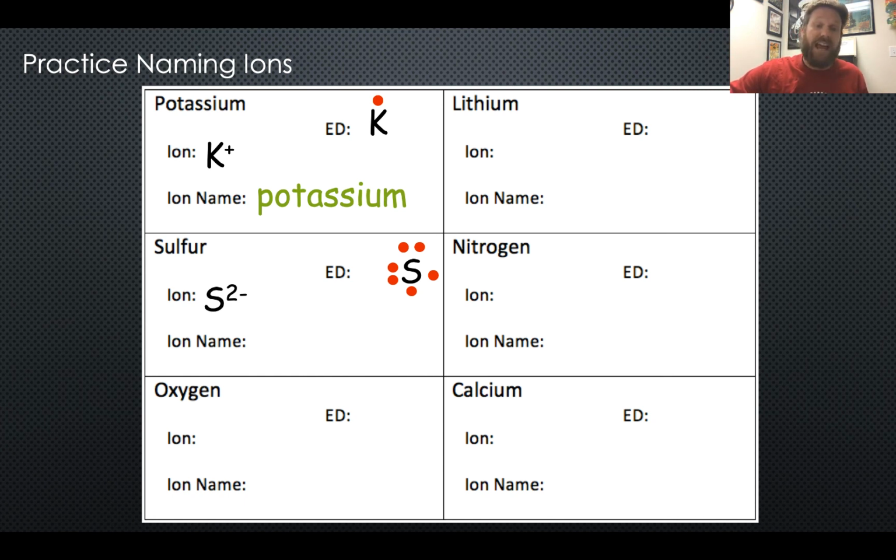Since this is an anion, I must use an -ide ending to change the name of the element. In this case, drop the -ur ending. Sulfur becomes sulfide. All right, it's your turn.